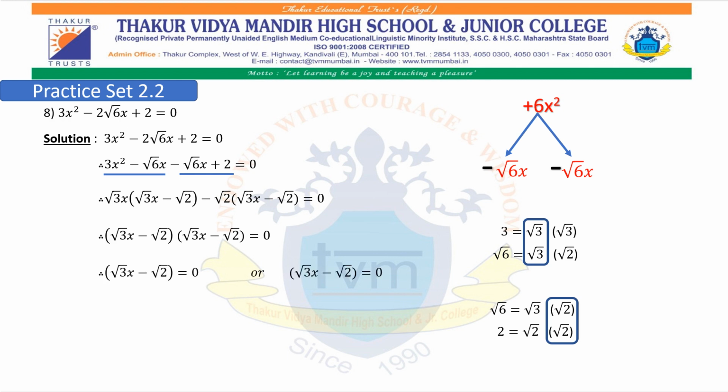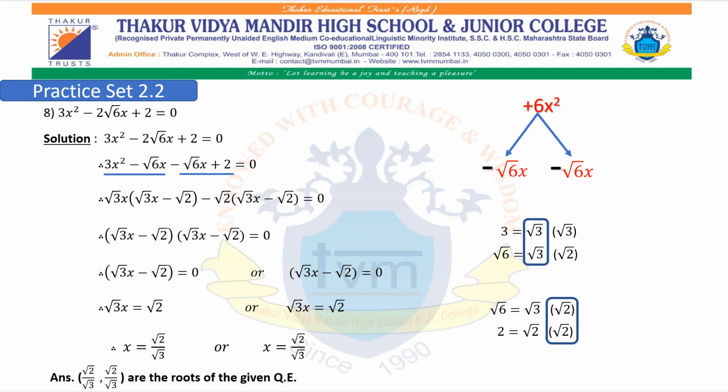Now we can say either the first bracket or the second bracket is equal to 0. We will try to shift the constant value on the right hand side. It will be written as √3x = √2, and on the right hand side also √3x = √2. Now √3 from both the equations will be shifted on the other side, and it will be written as x = √2/√3 or x = √2/√3. Therefore our final answer will be written as √2/√3 or √2/√3 are the roots of the given quadratic equation.